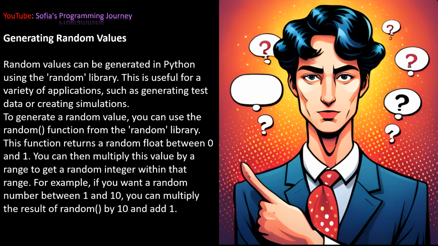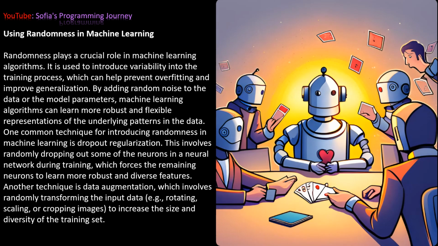Generating random values. Random values can be generated in Python using the random library. This is useful for a variety of applications, such as generating test data or creating simulations. To generate a random value, you can use the random function from the random library. This function returns a random float between 0 and 1. You can then multiply this value by a range to get a random integer within that range. For example, if you want a random number between 1 and 10, you can multiply the result of random by 10 and add 1.